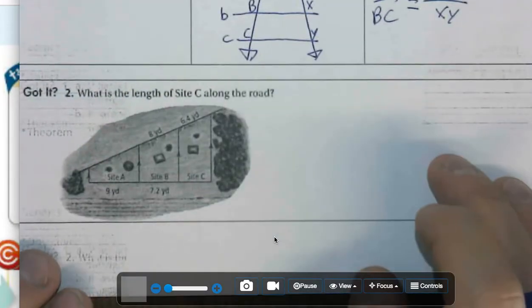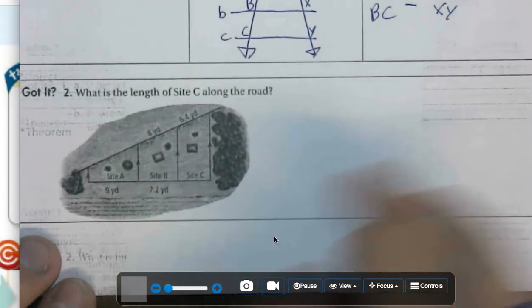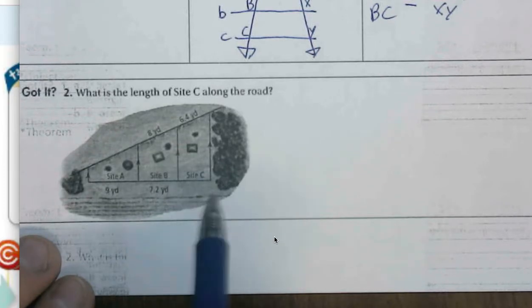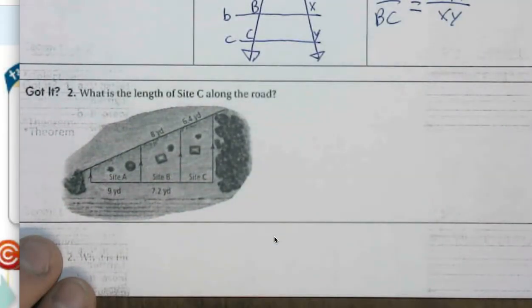We have this set up here, looking for the site C. This looks like a campsite. Summer's coming up soon enough, right? We're allowed to talk about that.